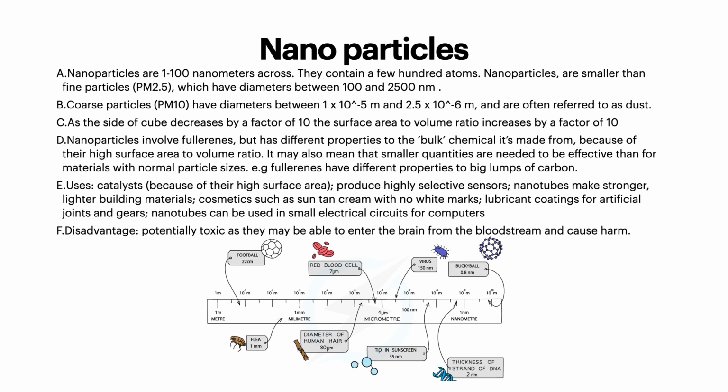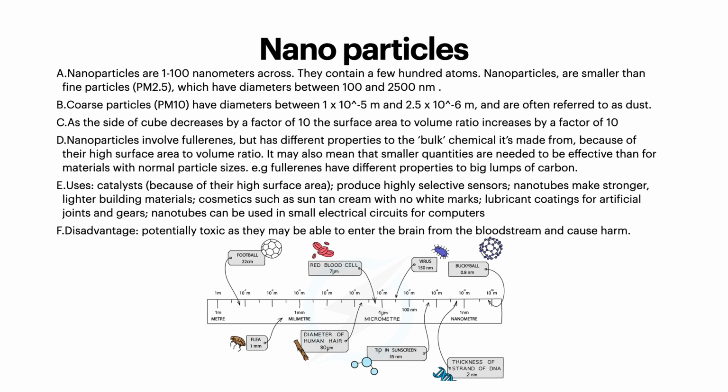Uses: nanoparticles are used as catalysts because of their high surface area, which means we don't need to use as much as other catalysts that have a smaller surface area. They produce highly selective sensors. Nanotubes make stronger, lighter building materials. They're used in cosmetics such as suntan cream and foundation because it's able to be produced with no white marks. They're also used as lubricant coatings for artificial joints and gears.